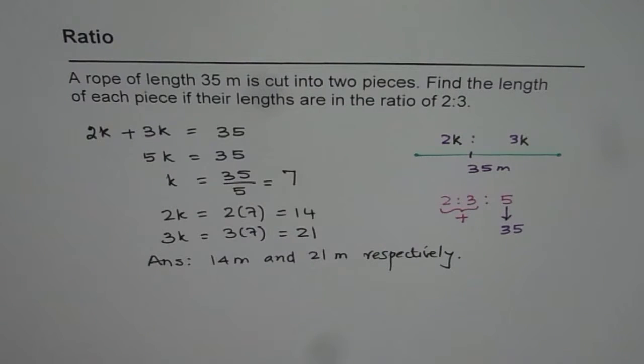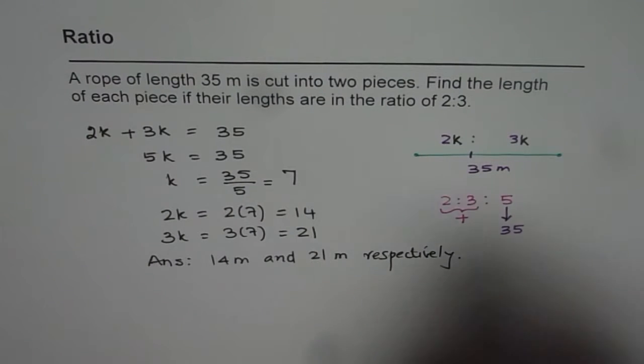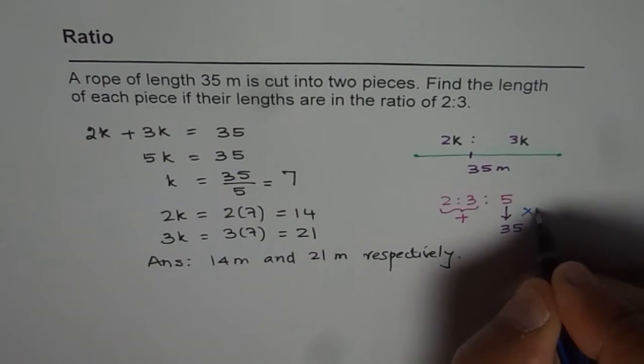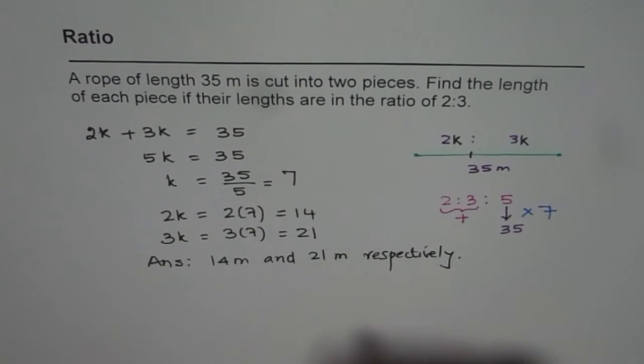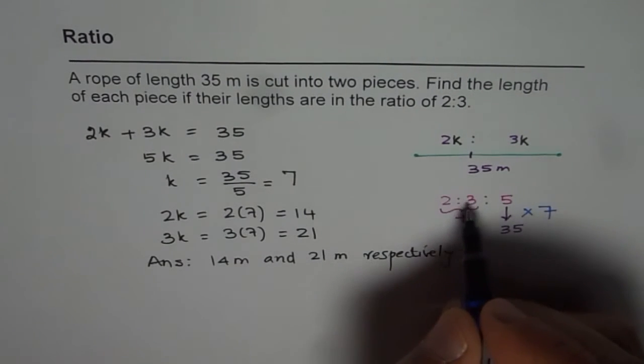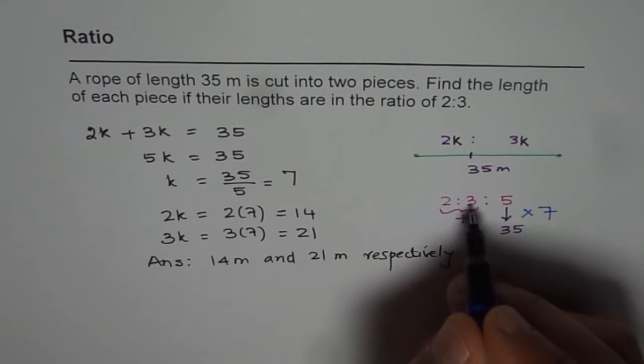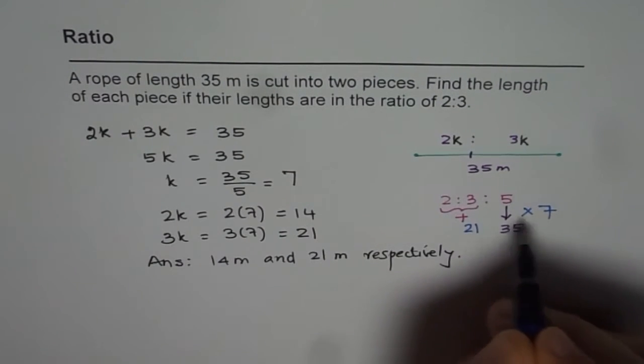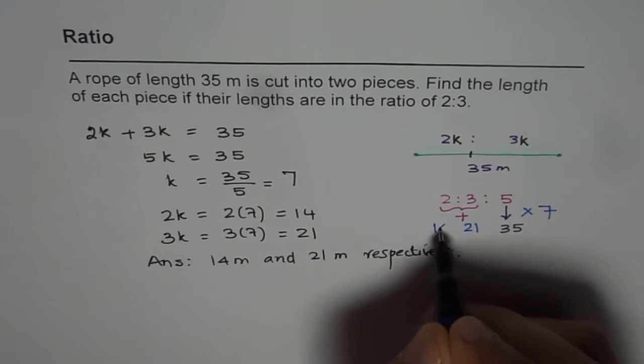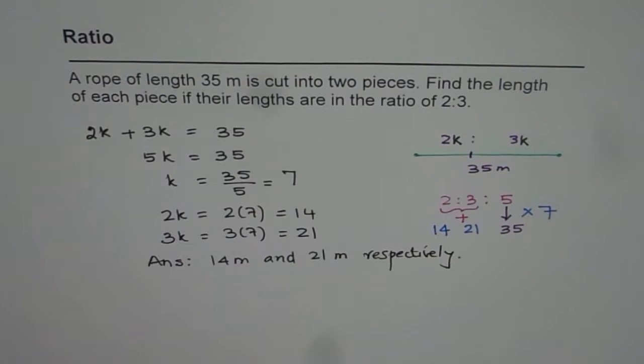So what we are saying is, what are these values if this is not 5 but 35? Now how do you get 35? To get 35 from 5, I need to multiply by 7. 7 times 5 is 35. So let's multiply these also by 7, right? Follow the same rule. 7 times 3 is 21, and 7 times 2 is 14, right? So that is how we can get our answer quickly, right?